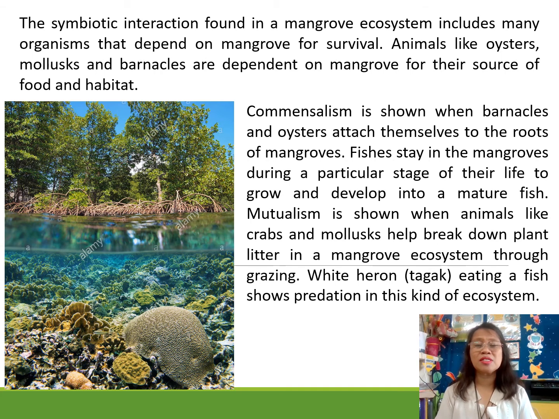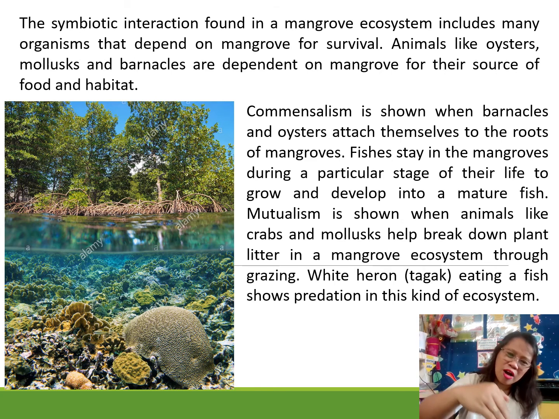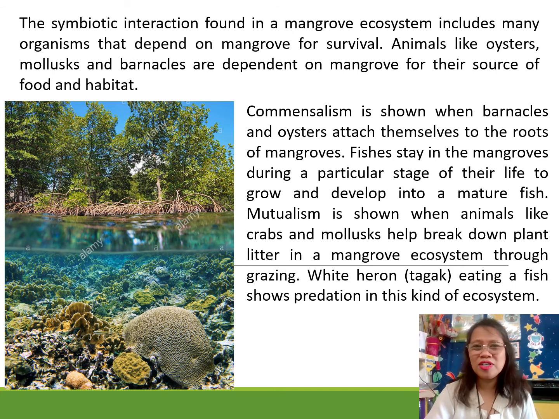Mutualism is shown when animals like crabs and mollusks help break down plant litter, kanang mga dahon sa mga mangroves nga mahulog, motikaunon sa mga crabs. Plant litter in a mangrove ecosystem through grazing. Kaya mamatay kaunan, no? Then white heron or tagak or white ibis, they eat the fish, no, showing predation in this kind of ecosystem. Narana sila sa ibabaw, magsiglupad-lupad ang mga birds, and then they dive right away kung naay nakita nga fish nga mag-victim.